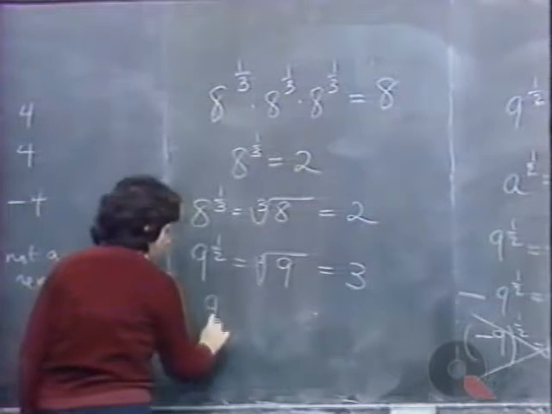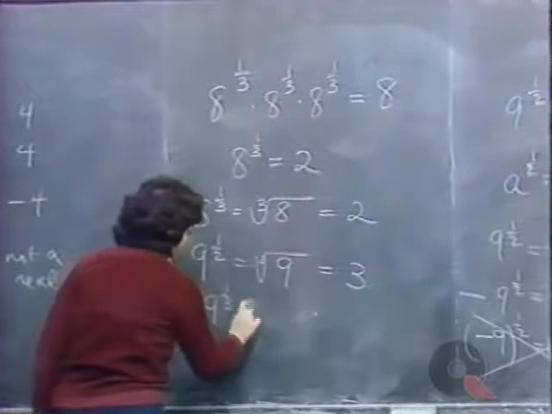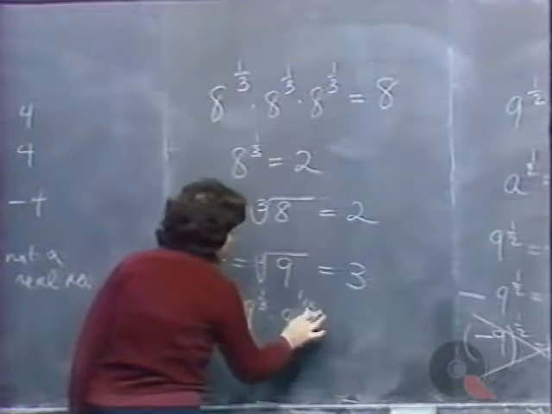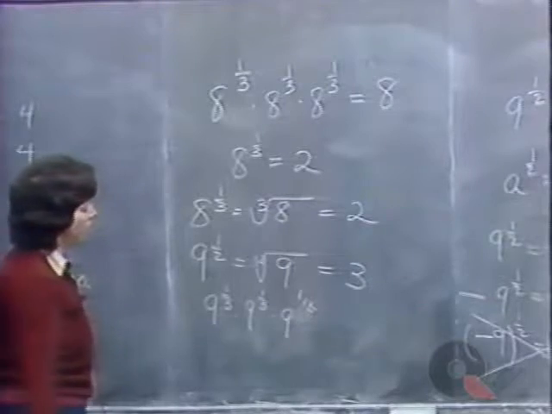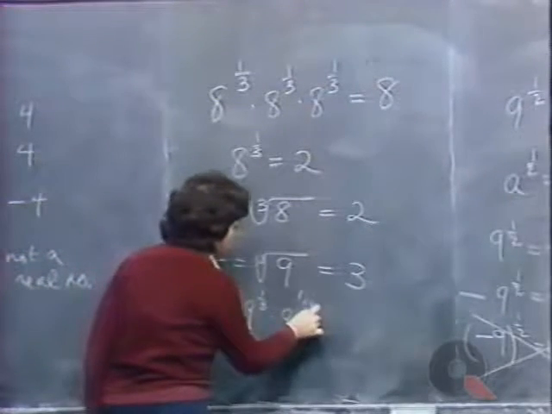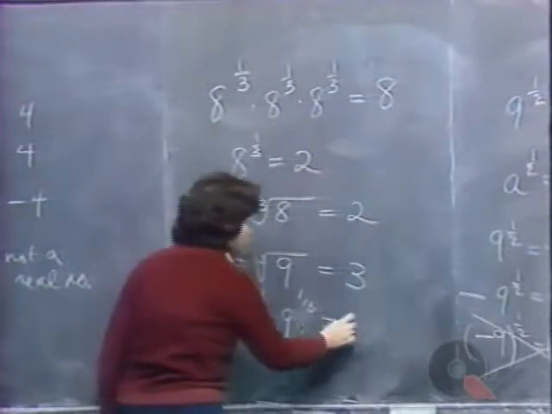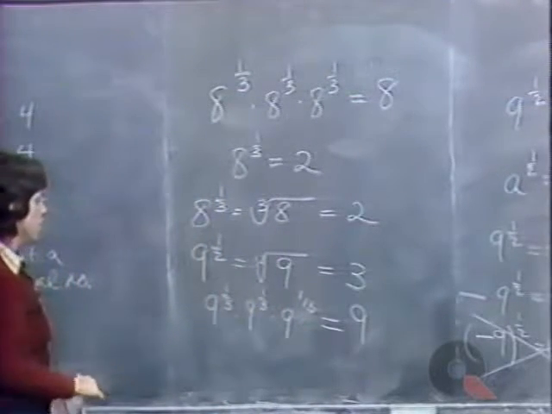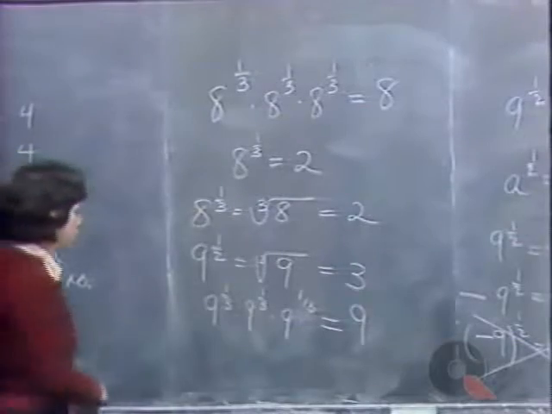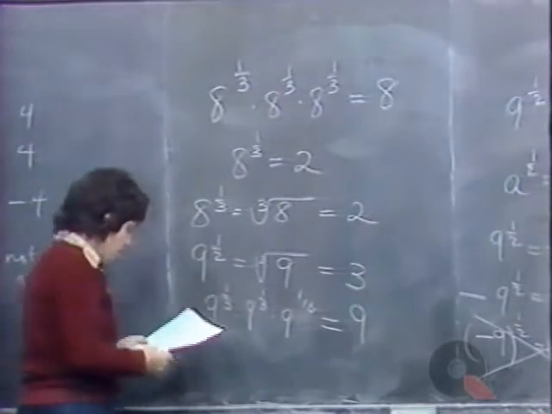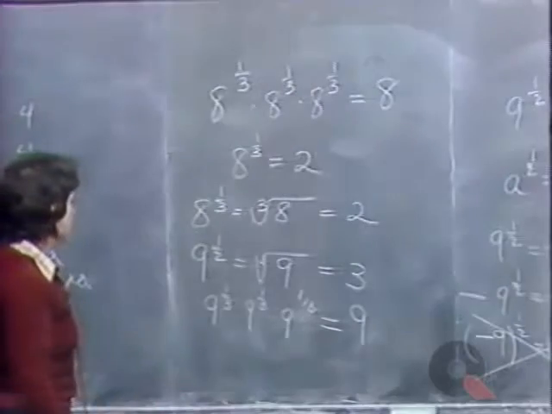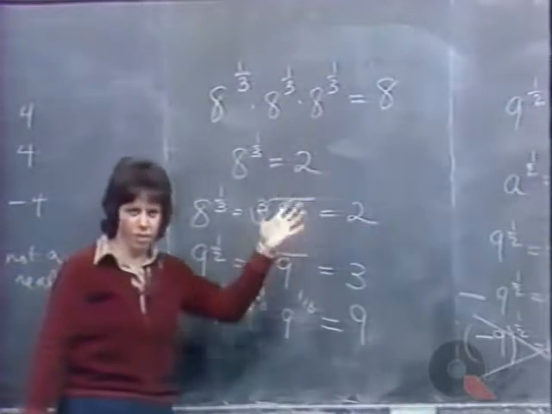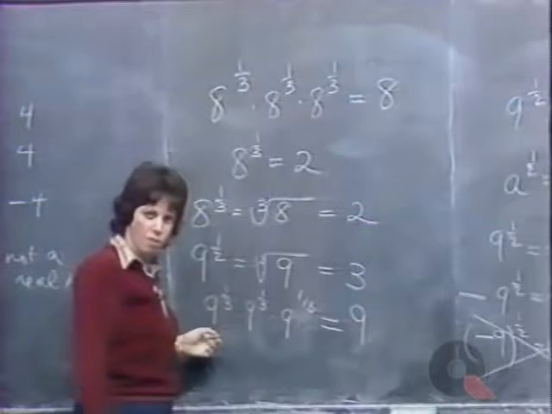9 to the 1/3, I don't know precisely what that's equal to, but I do know that 9 to the 1/3 times 9 to the 1/3 times 9 to the 1/3 must be equal to 9 to the 3/3, or 9, if our previously given rules for exponents are going to hold true. So whatever 9 to the 1/3 is, it's a number a little over 2, since 2 times itself 3 times gives you 8. Something a little over 2 times itself 3 times would give you 9.